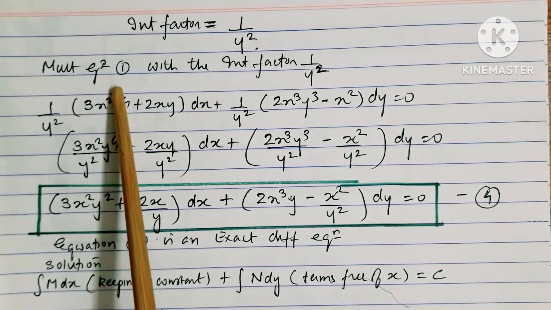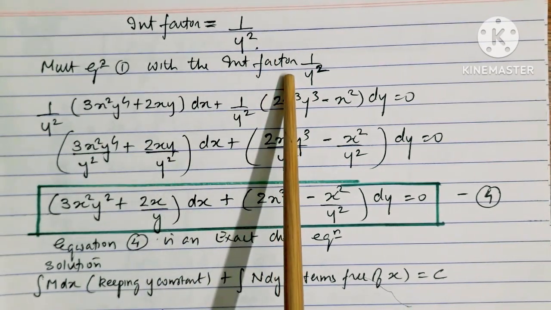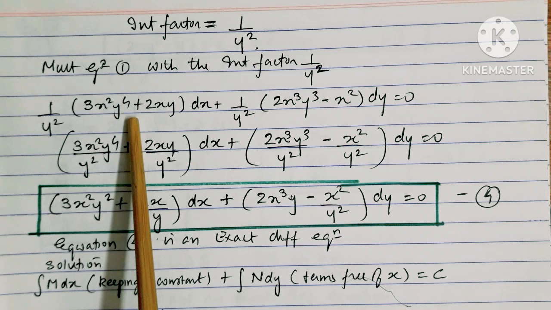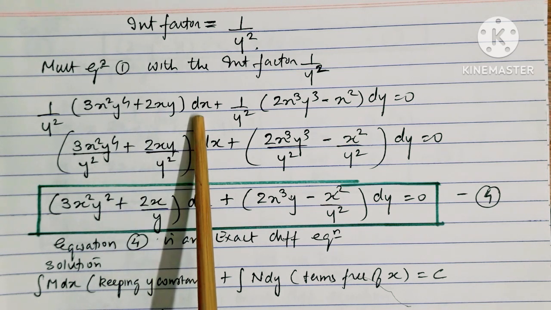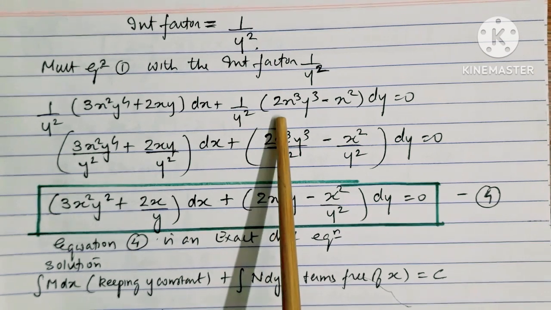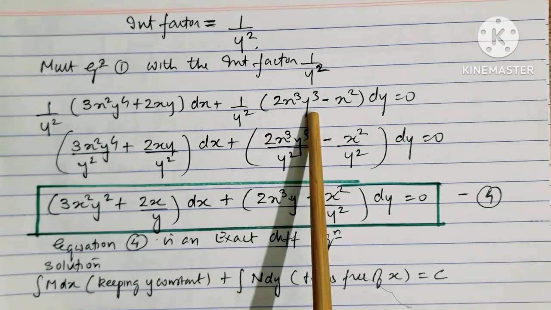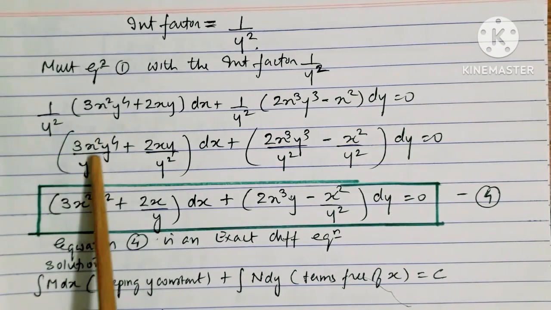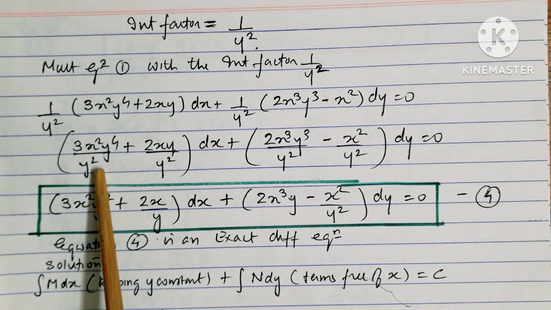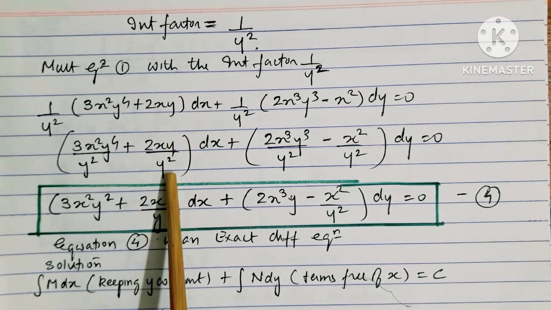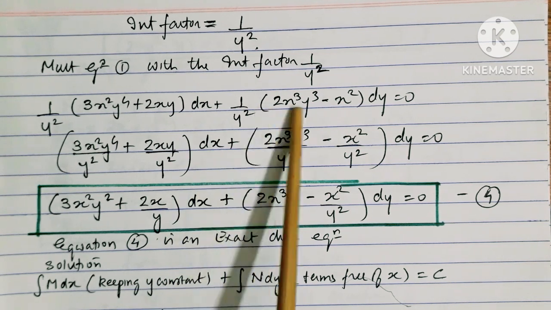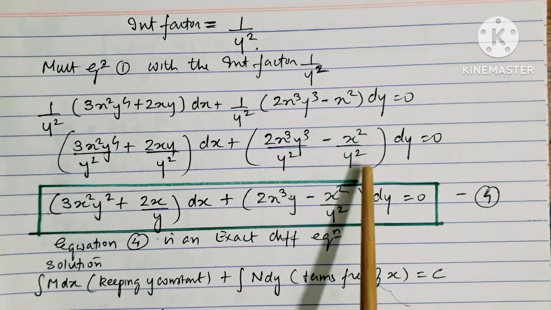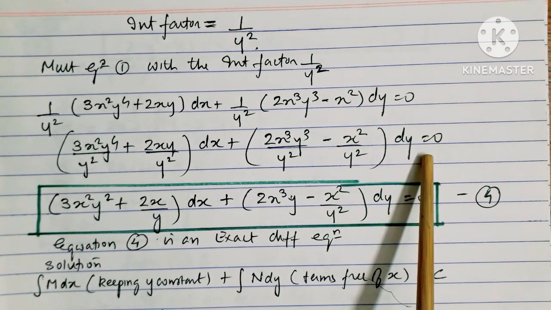Now we'll have to multiply equation 1 with the integrating factor 1 upon y square, and we'll get 1 upon y square into bracket 3x square y raised to 4 plus 2xy dx plus 1 upon y square into bracket 2 x cube y cube minus x square dy is equal to 0. So this would be 3x square y raised to 4 upon y square plus 2xy upon y square dx plus 2x cube y cube upon y square minus x square upon y square dy is equal to 0.